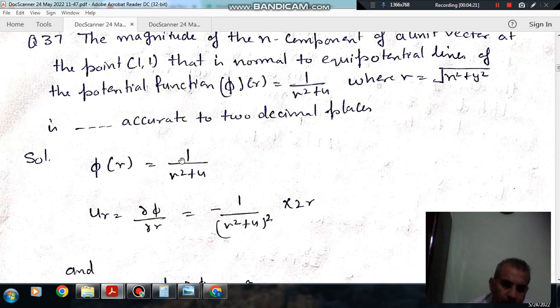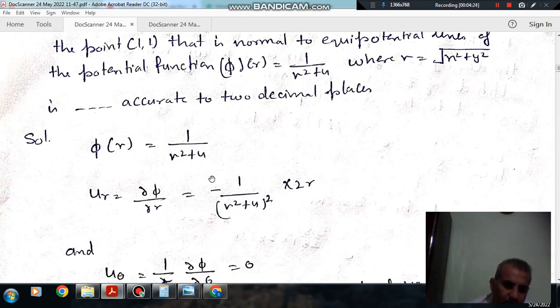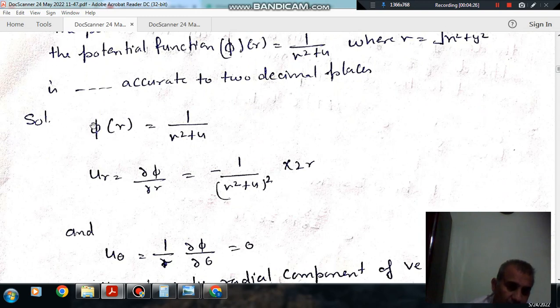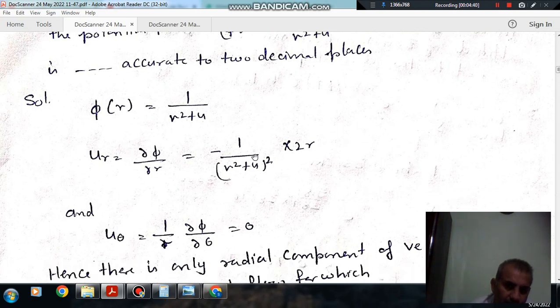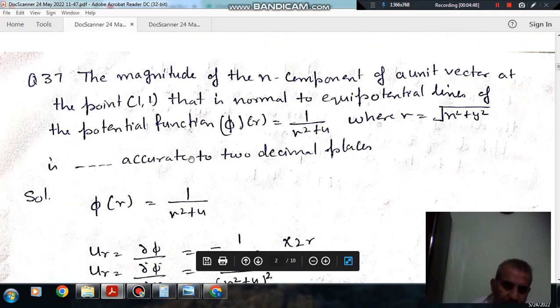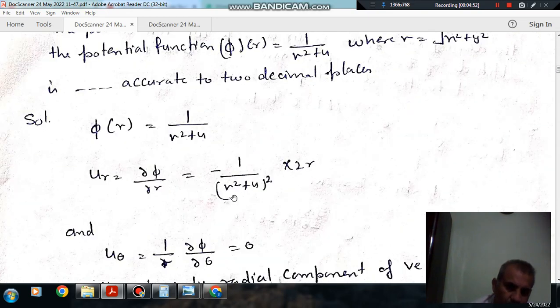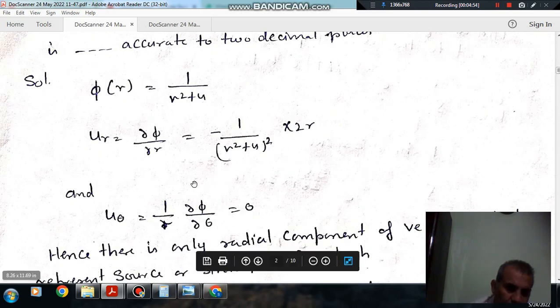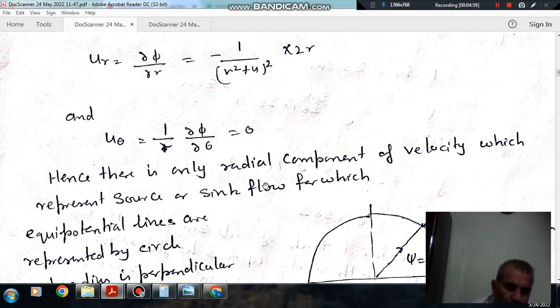Phi(r) is equal to 1 by (r square plus 4), and as this is the potential function, the velocity in the radial direction is the partial derivative of phi with respect to r, that is minus 1 by (r square plus 4) square into 2r. That is the velocity in the radial direction. The velocity in the circumferential direction is 1 by r times the partial derivative of phi with respect to theta, and because phi is not a function of theta, it is 0. So there is no circumferential velocity and only radial velocity. So this may be either a sink flow or a source flow.